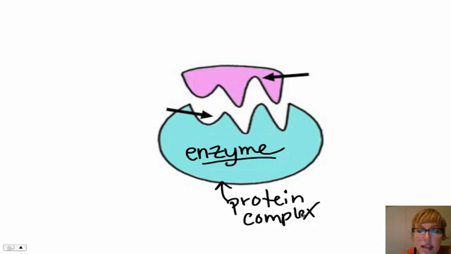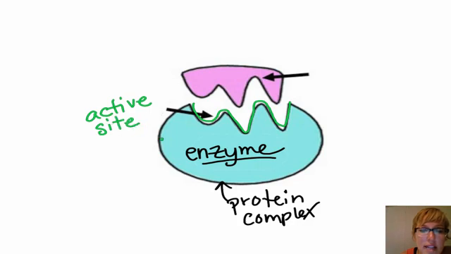this area right here, I'm going to outline it right there. This is what's called the active site. This is the site on an enzyme where the substrate attaches and where the enzyme performs work.